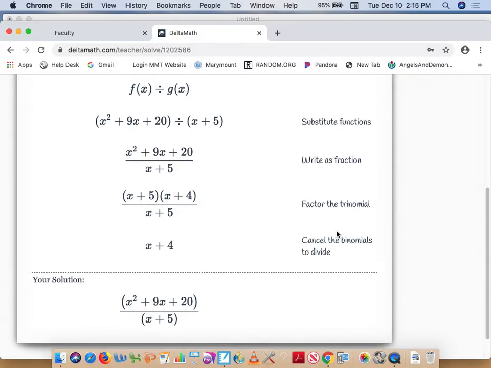So either it factored and canceled or you do long division. Neither of which we've gone over in this class yet. So it'd be extremely unfair for me to ask you to know how to do that. So thank goodness it was Delta Math and you could skip.